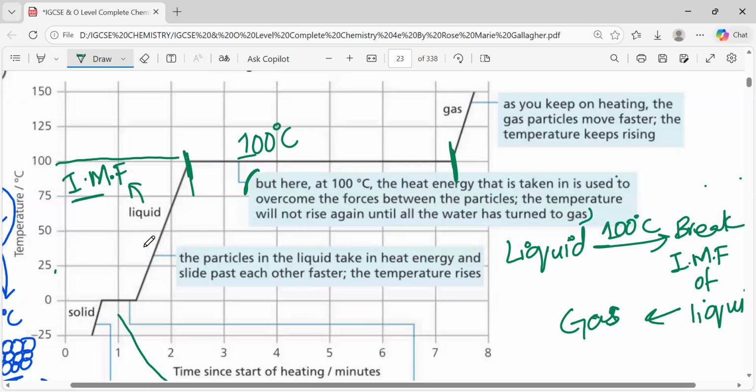Now, the third question is, what is happening at 100 degrees Celsius? What is happening at 100 degrees Celsius?